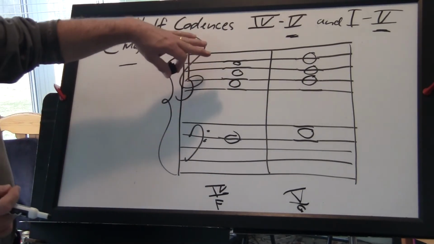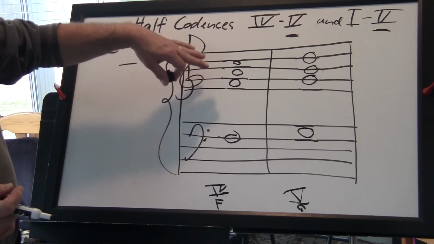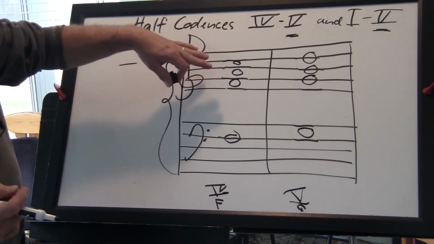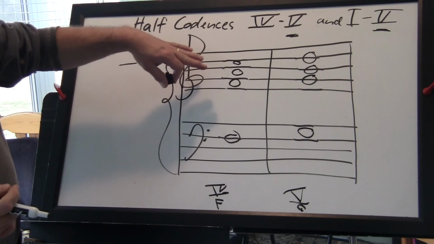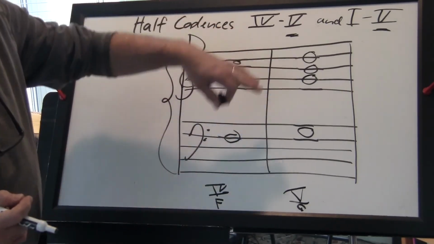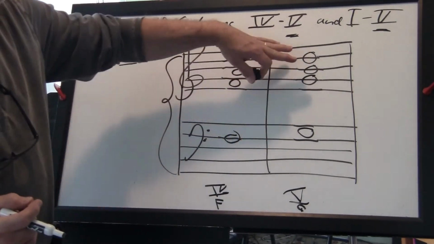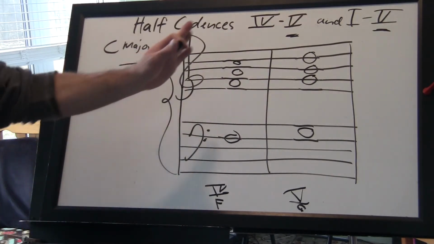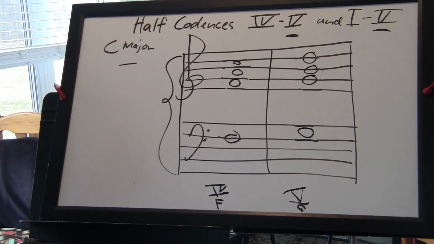So essentially, for a root position 4 chord, the easiest and closest proximity of movement to a G chord is to move it all into root position up 1 tone. Okay? So that's essentially how you go from a 4 to a 5 chord half cadence.